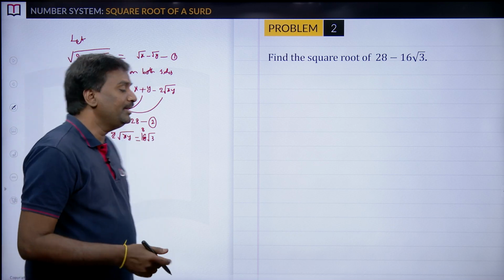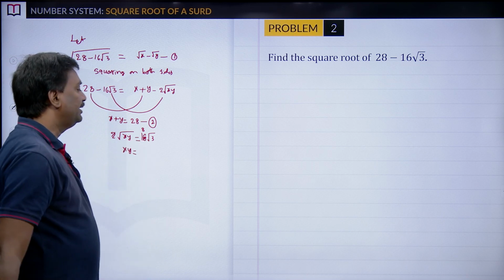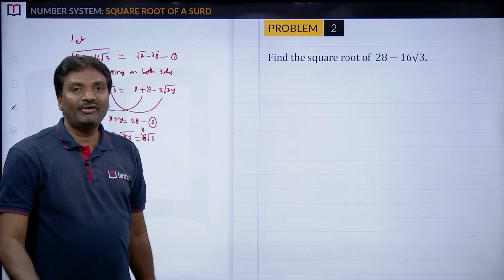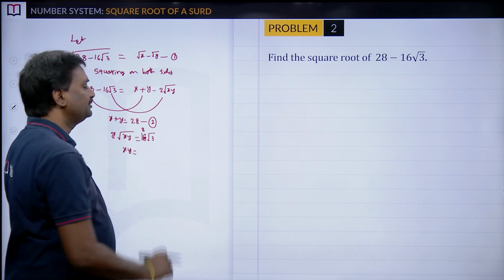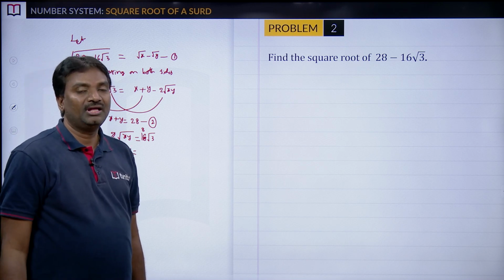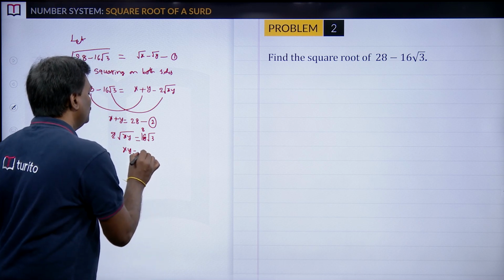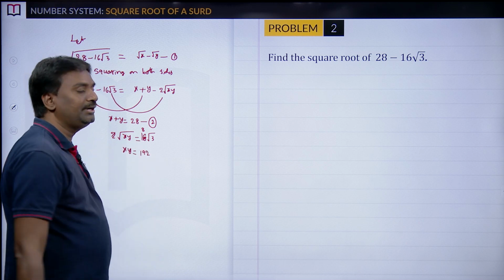Now by squaring on both sides, you will get xy equal to 8 root 3 whole square. 8 square is 64, and root 3 whole square, root 3 into root 3, is 3. So 64 into 3 gives 192.